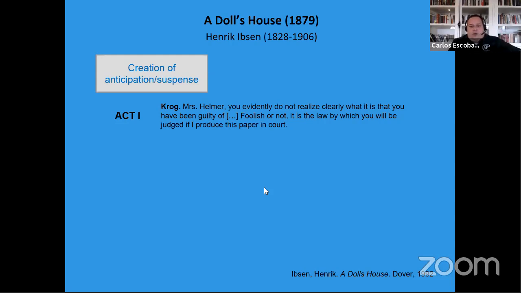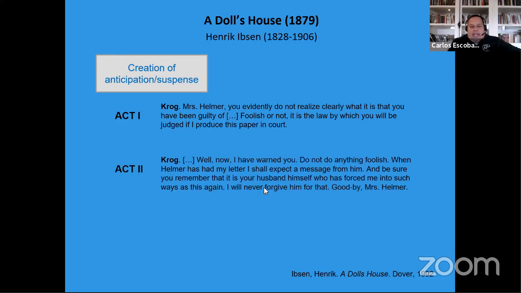The second time that Krogstad appears is in Act 2, and there he says, "Well, now I have warned you. Do not do anything foolish. When Helmer, this is Helmer Torvald, the husband, when Helmer has had my letter, I shall expect a message from him. And be sure you remember that it is your husband himself who has forced me into such ways as this again. I will never forgive him for that."